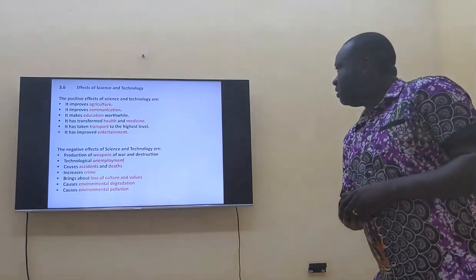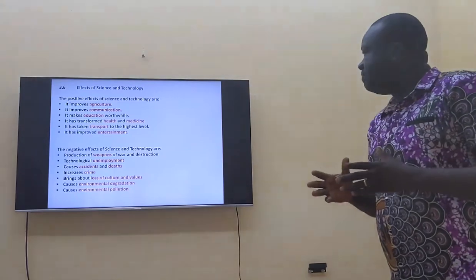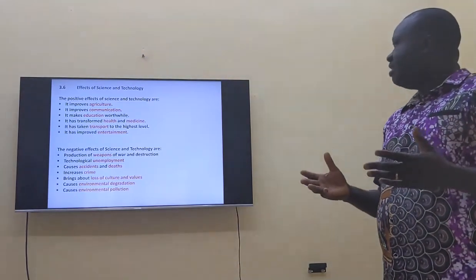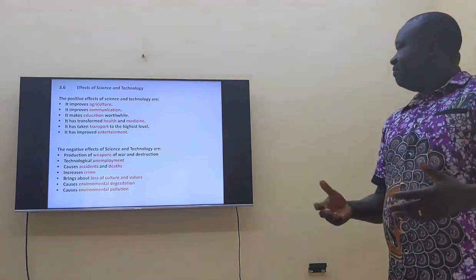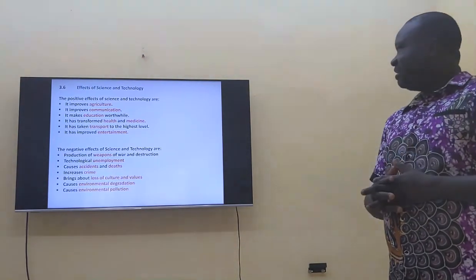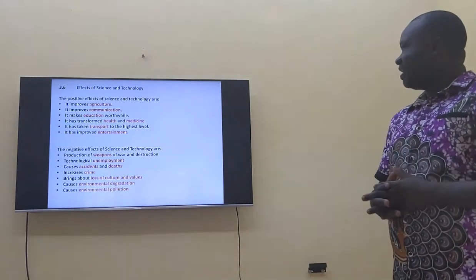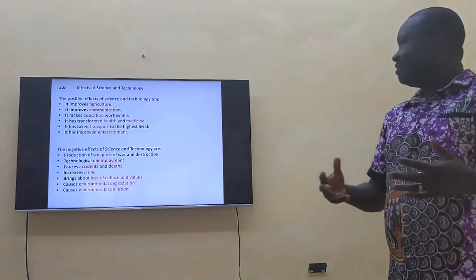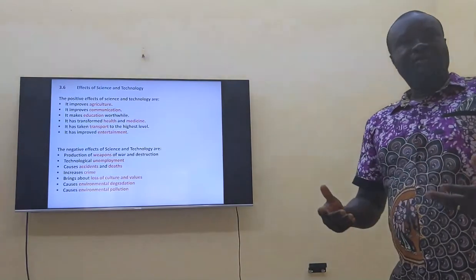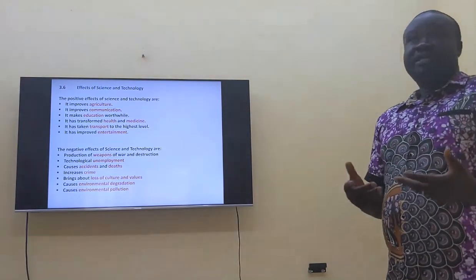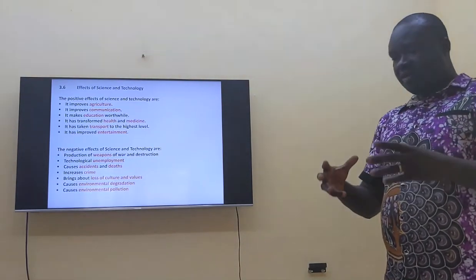3.6 Effects of science and technology. We have positive effects and negative effects. The positive effects are that it improves agriculture. Of course, that's true. Before now we were talking of micro agriculture. Today we are talking about macro agriculture. Without technology, there won't be anything like macro agriculture. It improves communication. Yes, one can now stay in his or her house and discuss with somebody in the US. And that is exactly why the world is now called a global village.